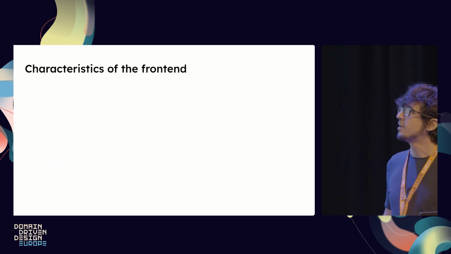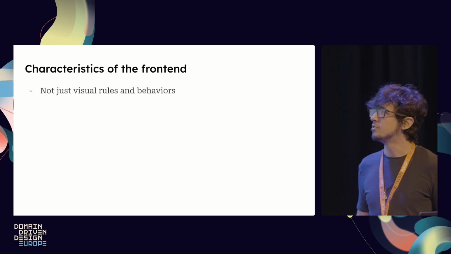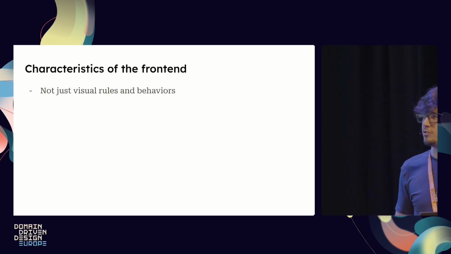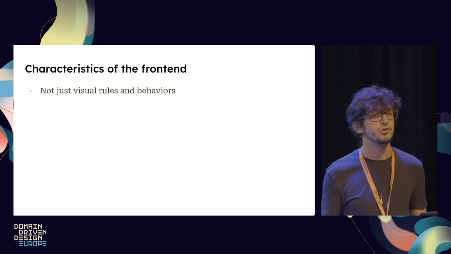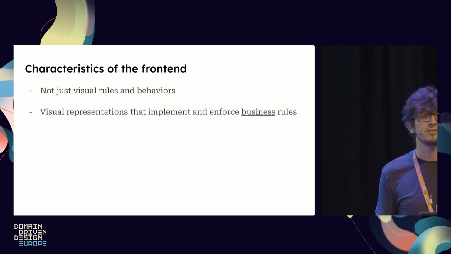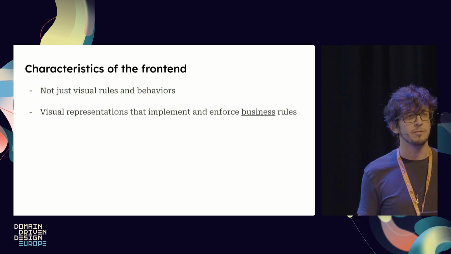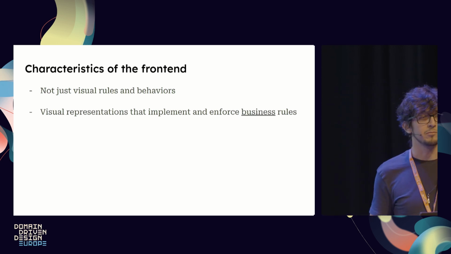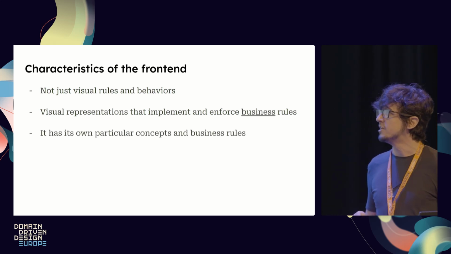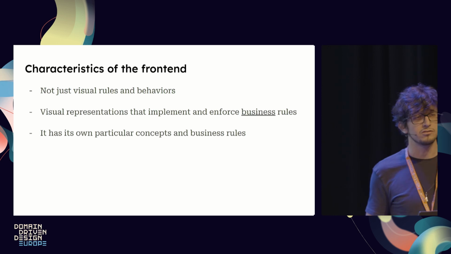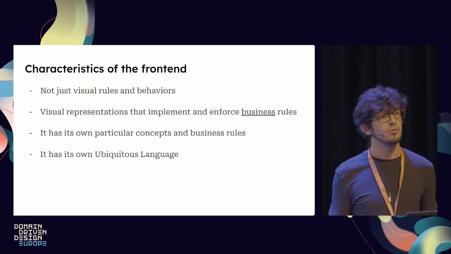And again, there's a lot of other stuff that you understood, but we're not going too deep on that right now. But then you begin to notice some characteristics of the front end. A lot of that was talked about by the UX team and the product team. They're not just visual rules and behavior. It's not just UI. There are actually visual representations that implement and enforce business rules. It's the UI part that makes those business rules be respected by the user. So it means that the front end even has its own set of particular concepts and business rules. There are some of those rules that only apply to the front end. And the front end even has its own ubiquitous language.